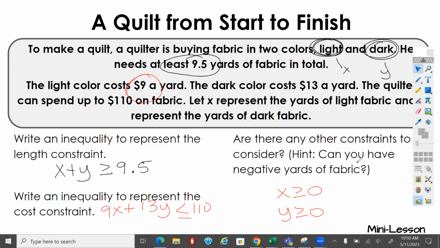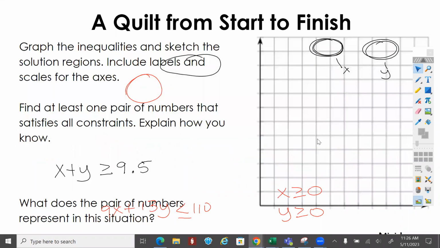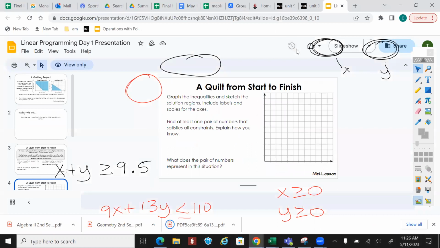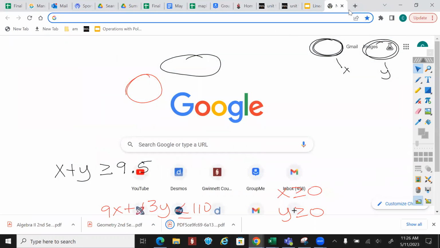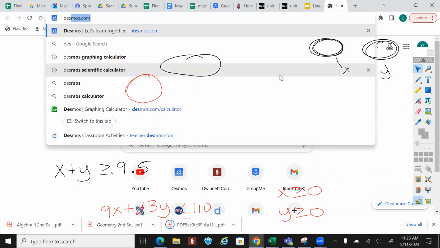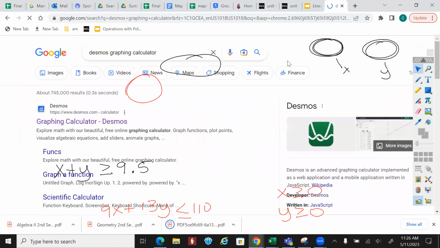Okay, when we get back, after you write all these inequalities, you're going to go into Desmos and you're going to type them in. Type them in. Okay, the inequalities. All right.